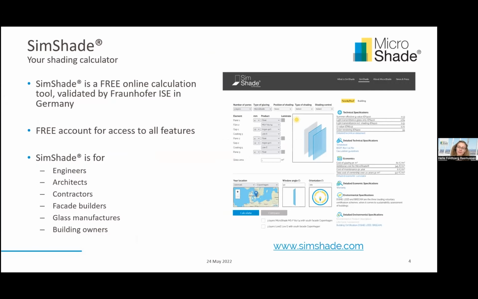This webinar is the last in a series of 3 webinars on how to SimShade. So just a little bit about SimShade. SimShade is a free online calculation tool validated by Fraunhofer ISE in Germany. In order to get access to all features of SimShade, you need to create an account, which is free. And SimShade can be used by engineers, architects, contractors, facade builders, glass manufacturers, and building owners alike.